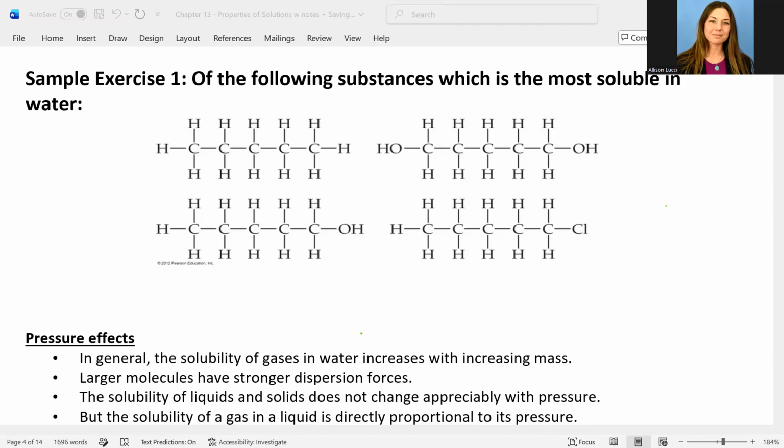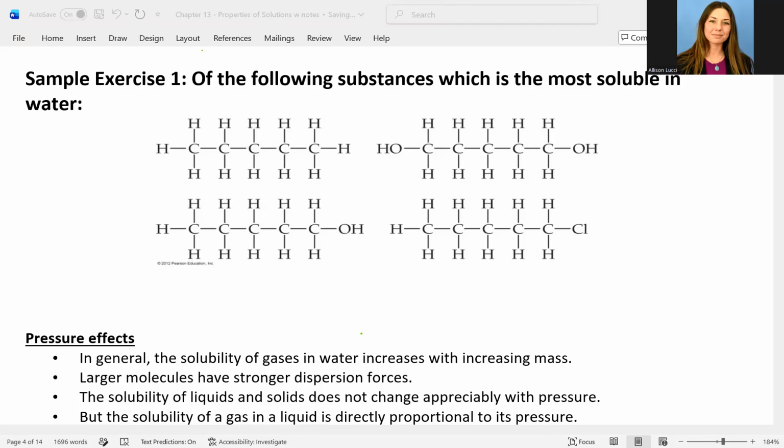In this video, we'll begin with sample exercise 1. And here we're asked which of these four substances will be most soluble in water. So we should consider which of these substances is most like water.